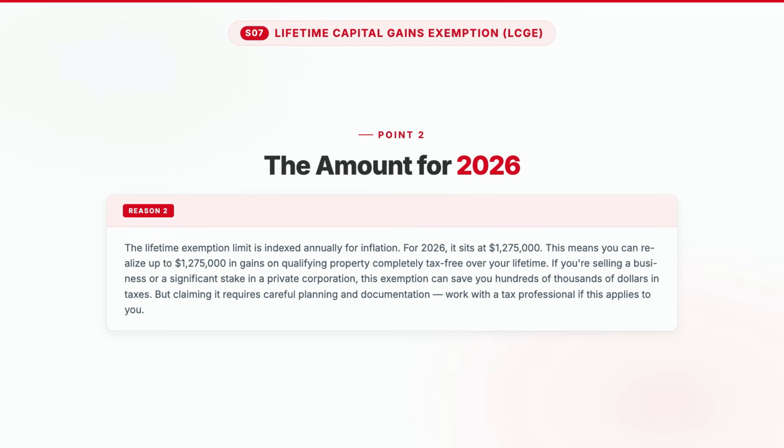$1,275,000. This means you can realize up to $1,275,000 in gains on qualifying property completely tax-free over your lifetime. If you're selling a business or a significant stake in a private corporation, this exemption can save you hundreds of thousands of dollars in taxes. But claiming it requires careful planning and documentation. Work with a tax professional if this applies to you.